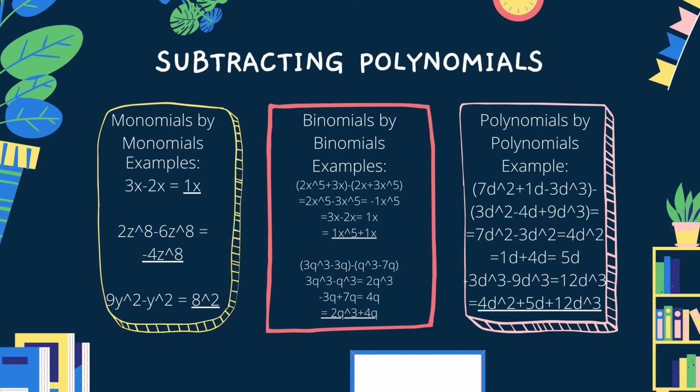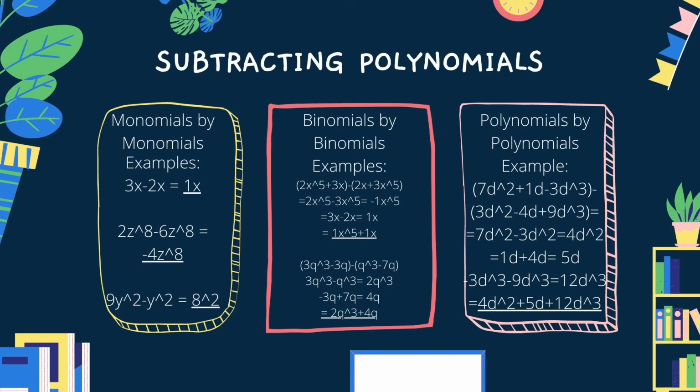Here, I will show examples of monomials by monomials, binomials by binomials, and polynomials by polynomials. Starting off with monomials by monomials. Example number 1. 3x minus 2x. A really simple one. It's 1x. Then 2z raised to the power of 8 minus 6z raised to the power of 8. That's negative 4z raised to the power of 8. Then 9y squared minus y squared equals 8y squared.